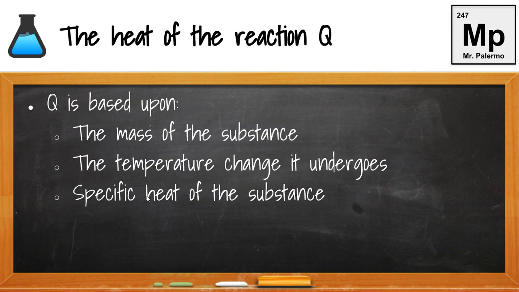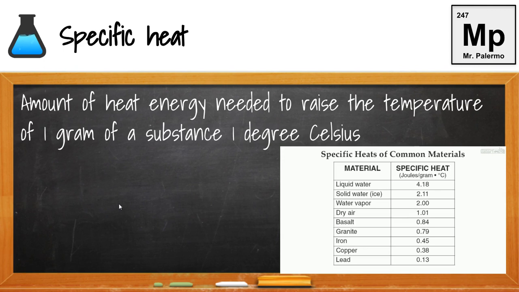Our Q, our heat of the reaction, is based upon how much of the substance, so the mass of the substance that we have, the change in temperature that it undergoes, and the specific heat of that substance. So what is the specific heat? That's the amount of heat energy that's needed to raise the temperature of 1 gram of that substance just 1 degree Celsius. And so here's a list of some common specific heat values for some common materials.